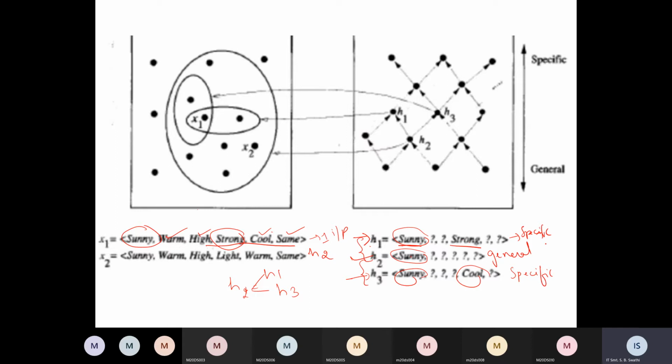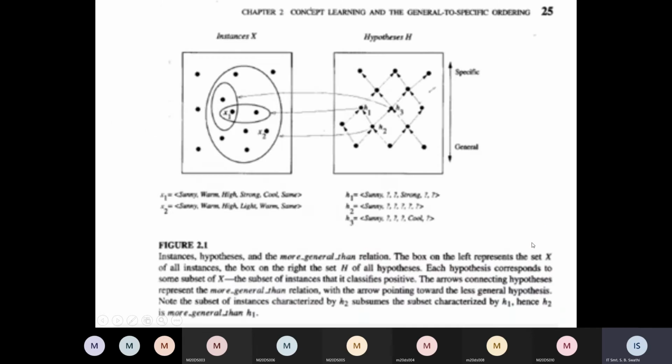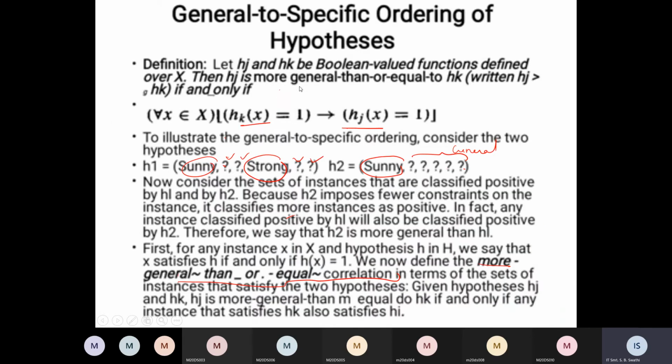Why we are saying general or specific is, when you compare two things, then only among these hypotheses we can say this is specific when compared to H2. This is also specific when compared to H2. When you compare H1 and H3, there is no specific or general. You can't say both are specific or general, because there is no type of any correlation for which we can say they are general or specific.